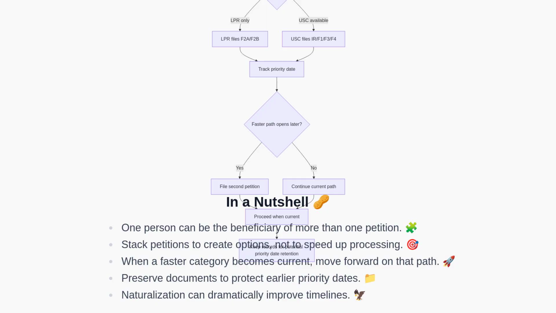In summary, a single beneficiary can have multiple family-based petitions, which creates options rather than speeding up processing. Use petition stacking to position yourself across categories, and then proceed on whichever category becomes current first. Keep all documents to protect earlier priority dates. Finally, if feasible, naturalization can dramatically improve eligibility and timelines.